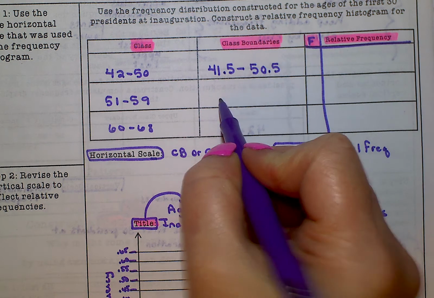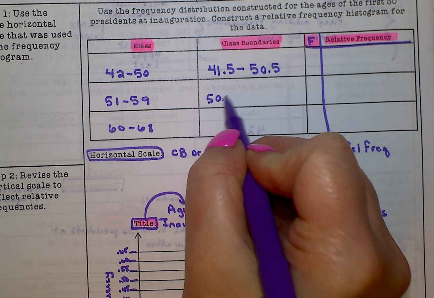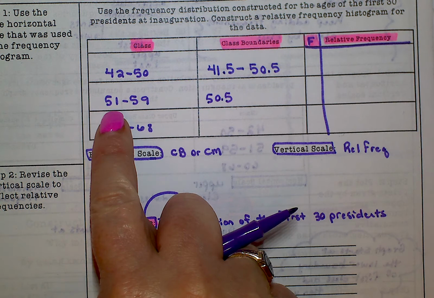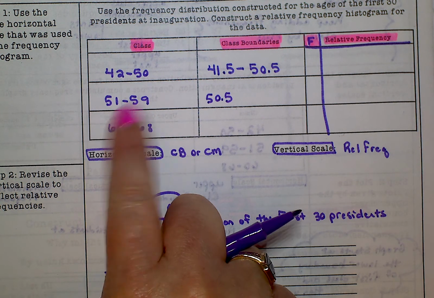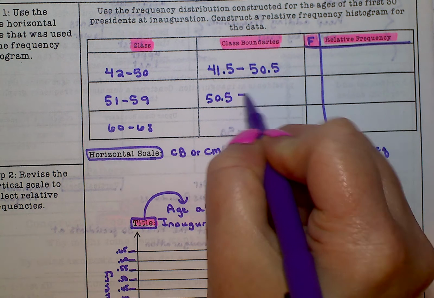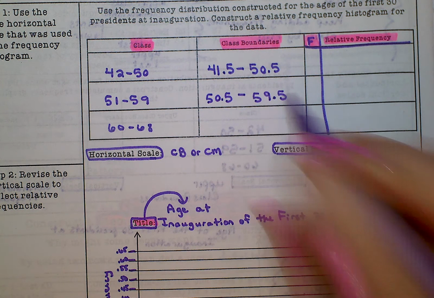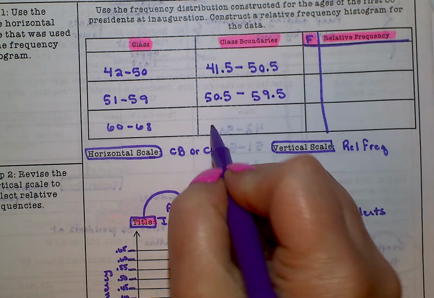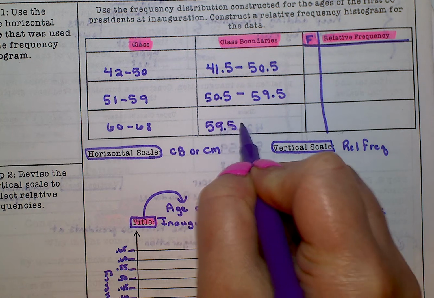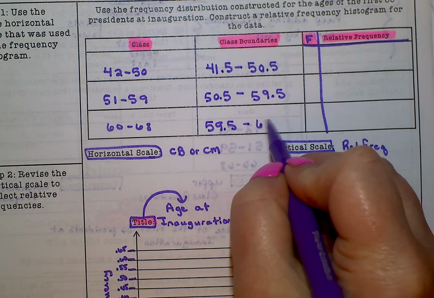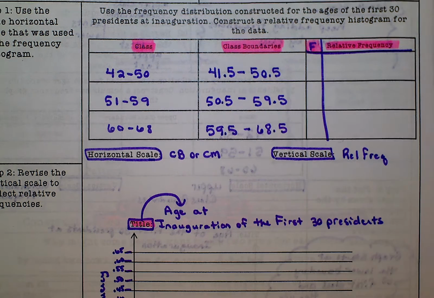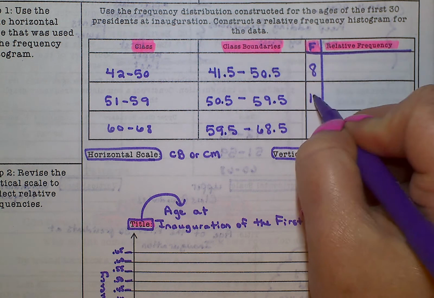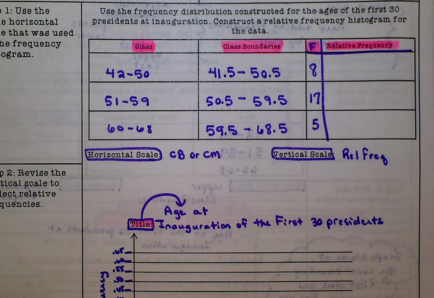So this number is going to repeat. And you would notice if I subtracted 0.5 from that, it would be 50.5. I'm going to add 0.5, so that would be 59.5. Subtracting 0.5 is going to give me this again. And adding 0.5 is 68.5. Now the frequencies, I believe we counted those earlier. So if you'll look back, I think those were 8, 17, and 5.